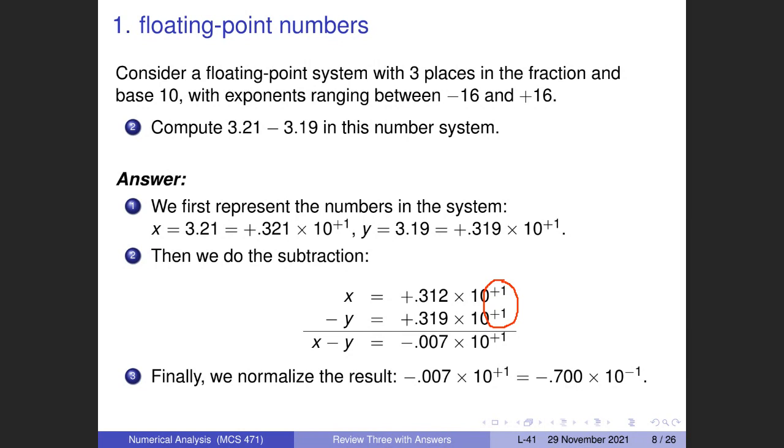The representation consists of the sign, then the fraction. The first digit in the fraction has to be non-zero, so that's the normalization. You see that this normalization happens at the result. So you cannot leave the minus 0.0007 there, you cannot leave it. And this happens with the adjusting of the exponent.